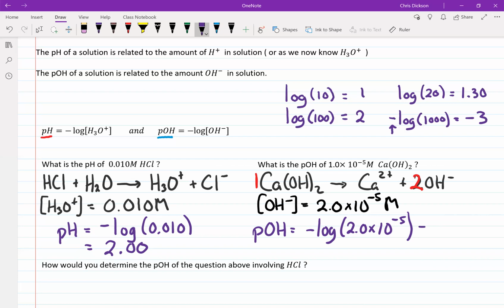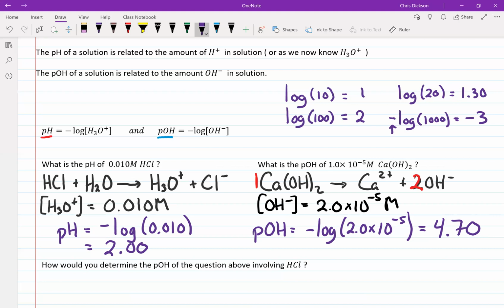Well, let's just work that out. Obviously, I would encourage you to use a calculator for these kinds of problems. So negative log of 2 times 10 to the minus 5. I'm getting 4.6989, so let's say 4.70. Okay, so once again, we'll talk about sig figs and how they all play out in the end here.